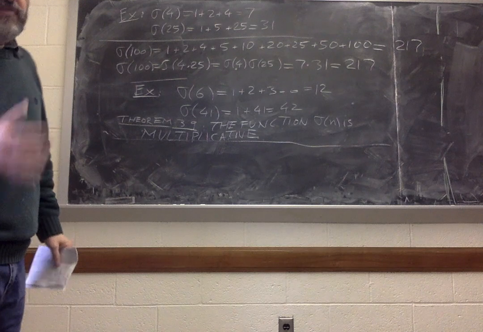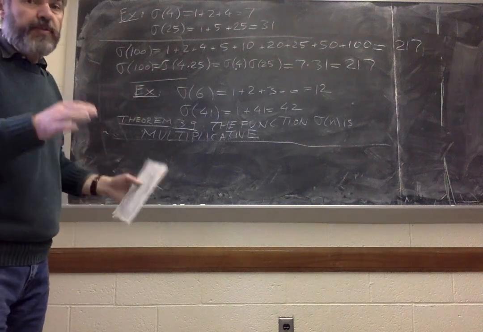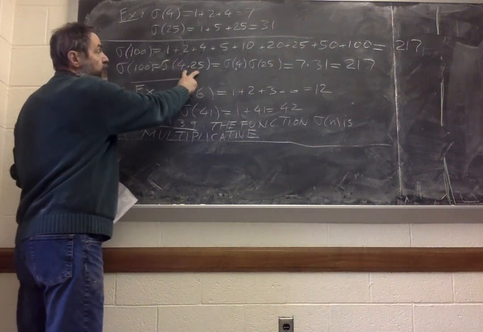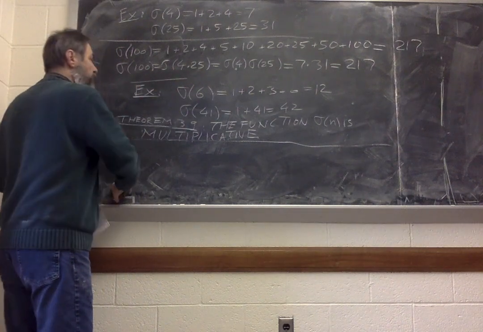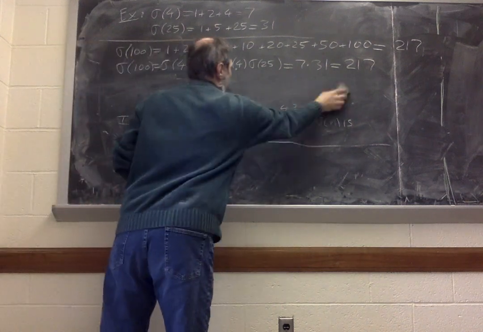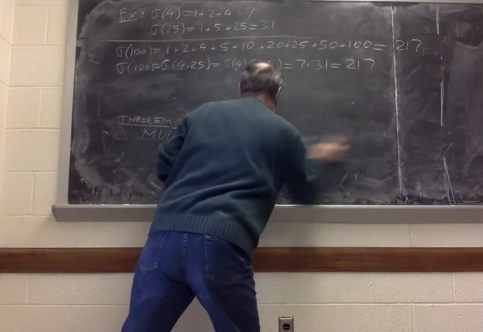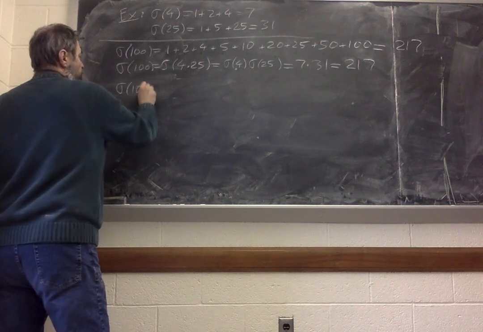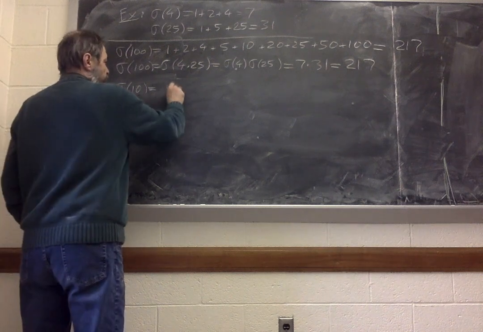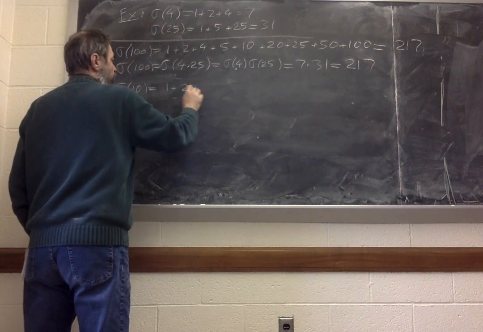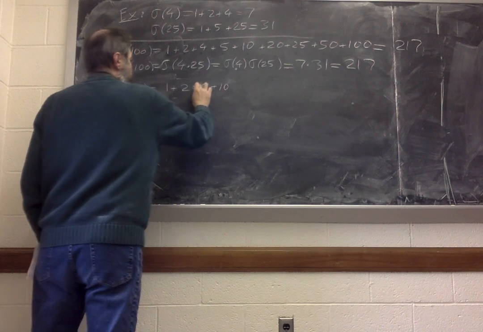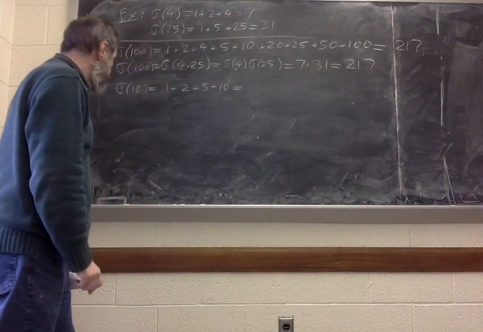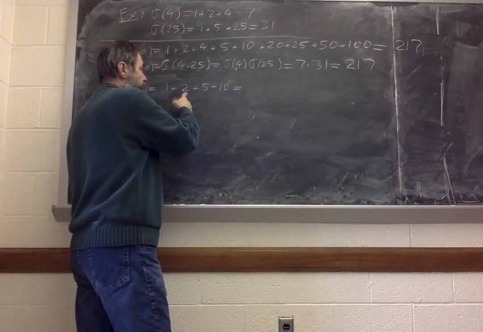Now, next order of business. Let's see that this function is not completely multiplicative, which will tell us to be careful when we use this property. I need the two numbers to be relatively prime. If I try, for instance, sigma of 10, just by definition, divisors are 1, 2, 5, and 10. The divisors of 10. So this is 10, 15, 17, 18.